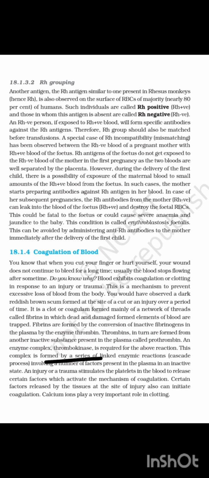This complex is formed by a series of linked enzymatic reactions, a cascade process involving a number of factors present in the plasma in an inactive state. An injury or trauma stimulates the platelets in the blood to release certain factors which activate the mechanism of coagulation. Certain factors released by tissues at the site of injury can also initiate coagulation. Calcium ions play a very important role in clotting.